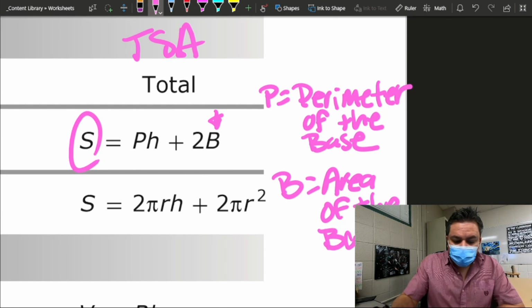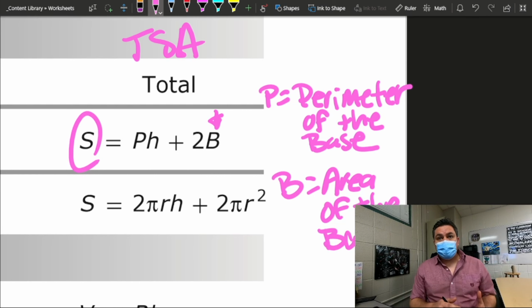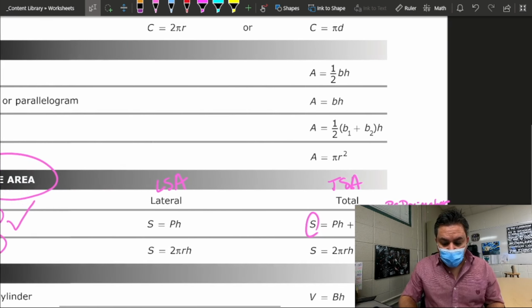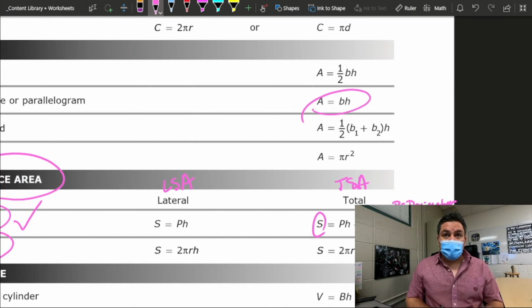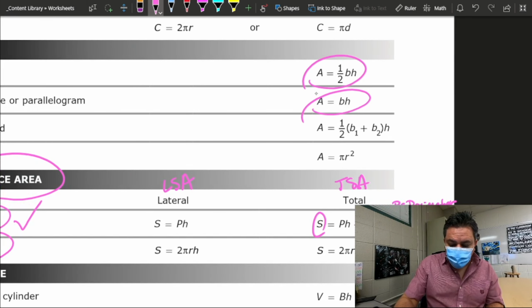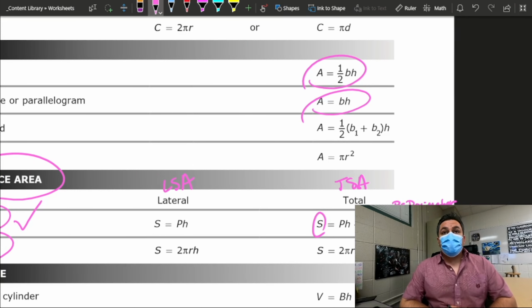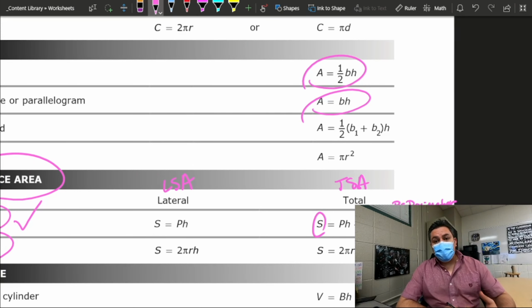Now this B might change. If it's a rectangle, we have an area formula for the rectangle right here. And if it's a triangle, we have a formula for the triangle. So uppercase B might be different from question to question, from problem to problem, depending on the prism.